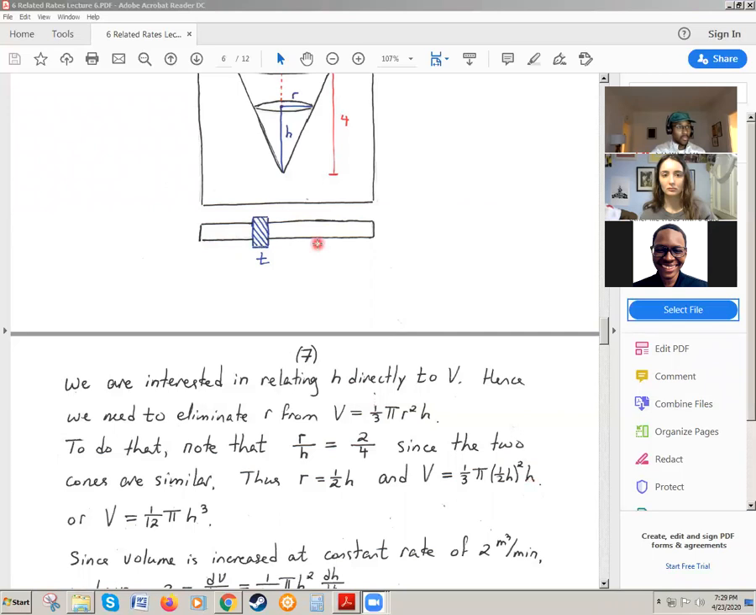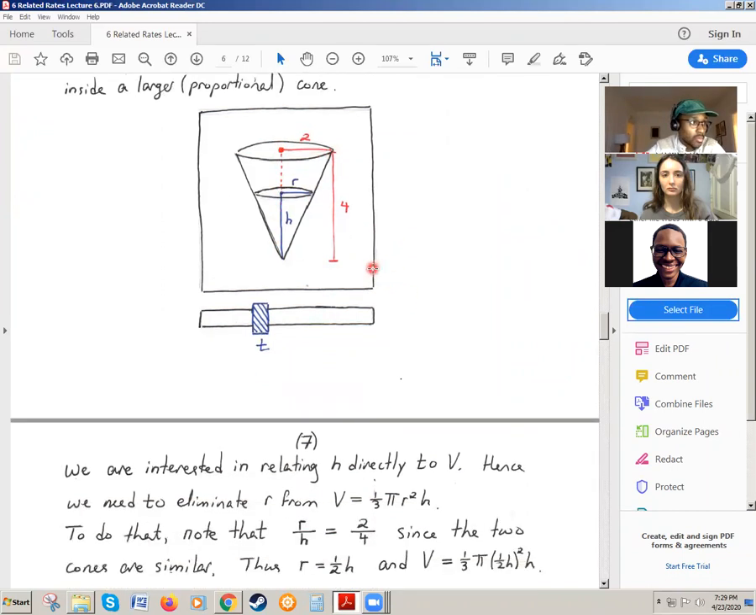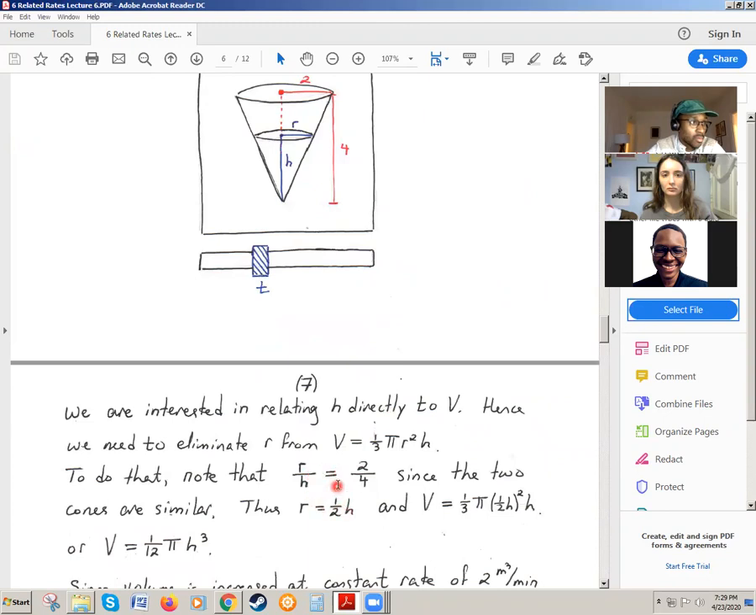So over here, I observe which are the properties that I want to know. Well, we have the radius and the height. How do I know they're proportional? You can see they fit snugly, so this angle is the same. That means this right triangle is pretty much like the bigger right triangle. They look alike. So I have 2 divided by 4 equals r divided by h, which means 1/2 equals r divided by h. And if I multiply by h, I get r equal to 1/2 times h.